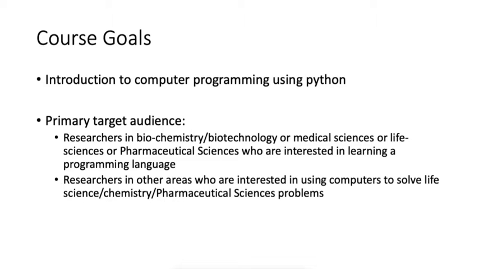The other group would be researchers in other areas who are interested in using computers, who are already a little bit well versed with computers, to solve life sciences, chemistry, pharmaceutical sciences, and the problems related to biology and all the natural sciences. So these would be the two basic primary target groups for this course, and we try to bridge the gap between the natural sciences and computer science.